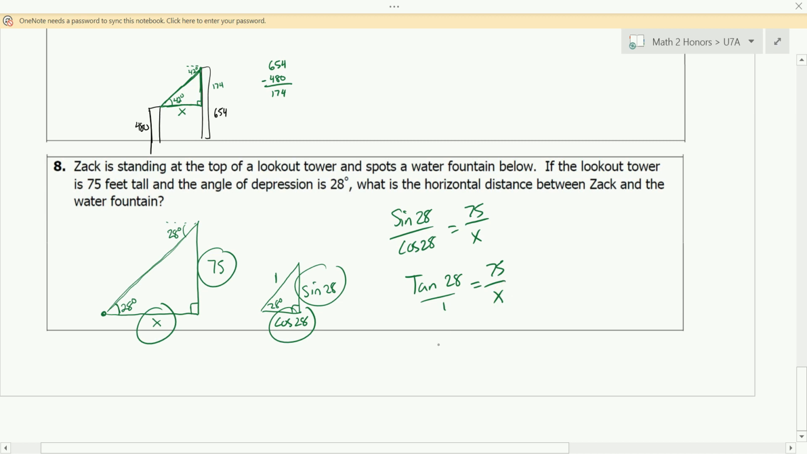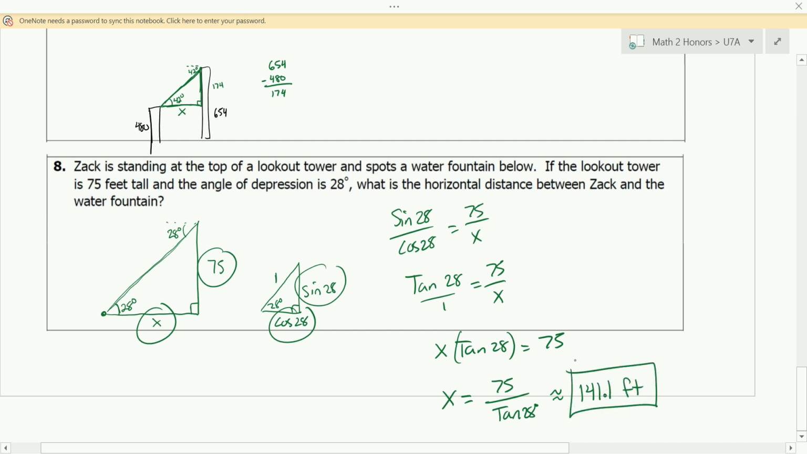I'm going to cross multiply, x times the tangent, 75, and divide. x equals 75 over tangent 28 degrees. And that is going to come out to be about what? 141.1, and then units are feet.